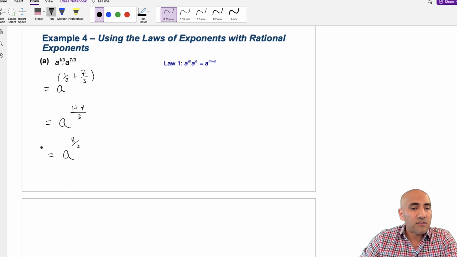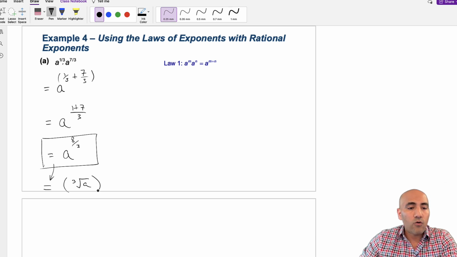And again, we have two different ways to express the same thing. Obviously, a to the 8/3 is a perfectly good answer right there. Or we can also say that this is equivalent to the cube root of a, and then the whole thing being raised to the power of 8. Or you can also say this is actually a to the 8th power, and then the whole thing is inside the cube root. That's also true.